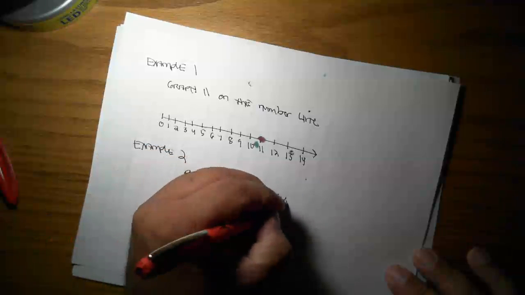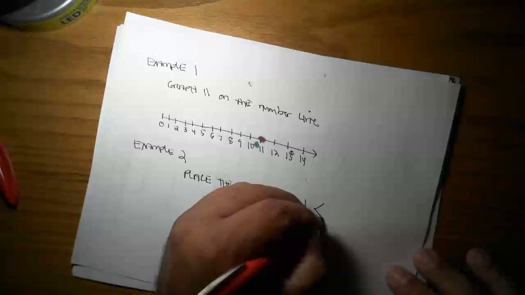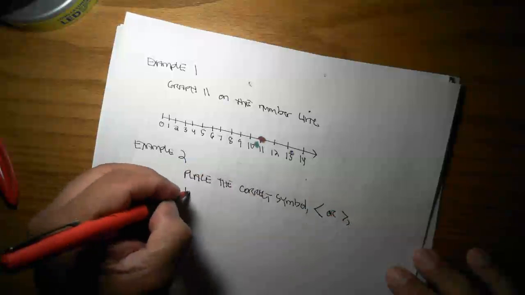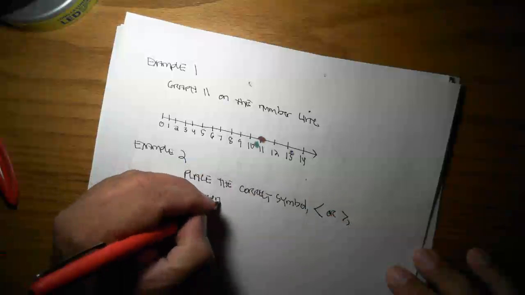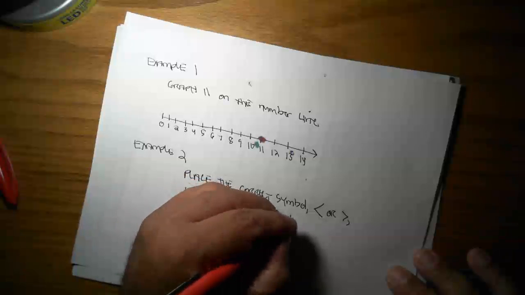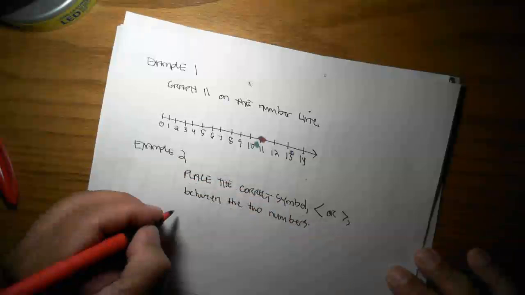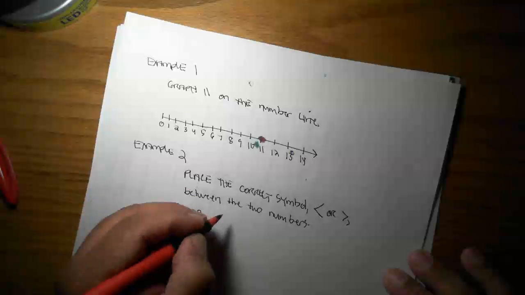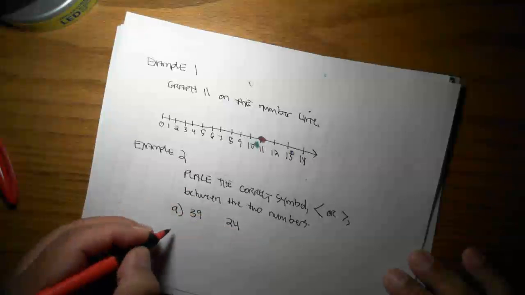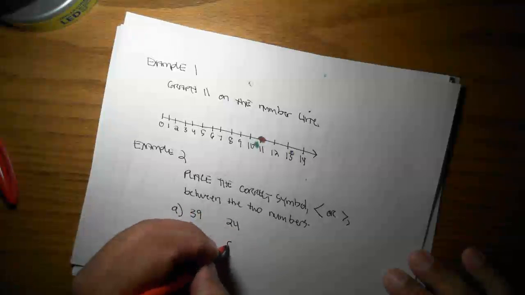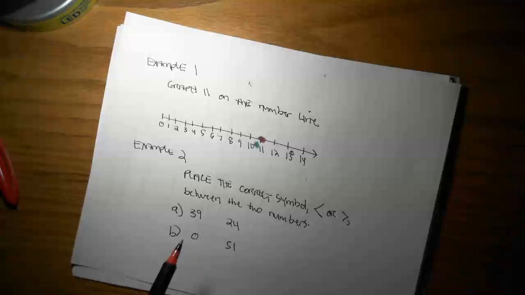symbol, 2 symbols, the arrowhead pointing toward the left or the arrowhead pointing toward the right, between the 2 numbers. Okay, so we have problem A, 39 and 24, and then we have problem B, 0 and 51. Okay, so let's take a look at this.